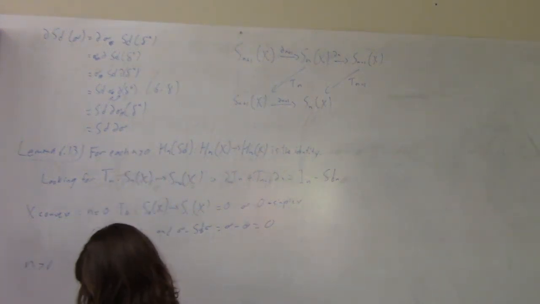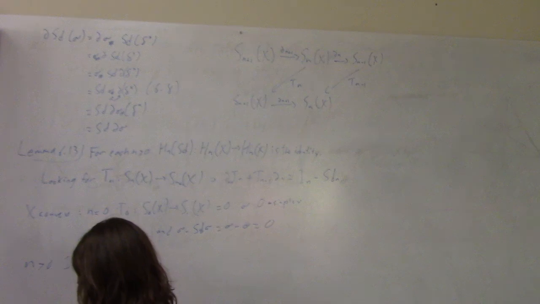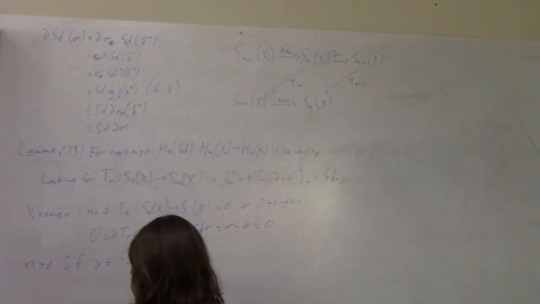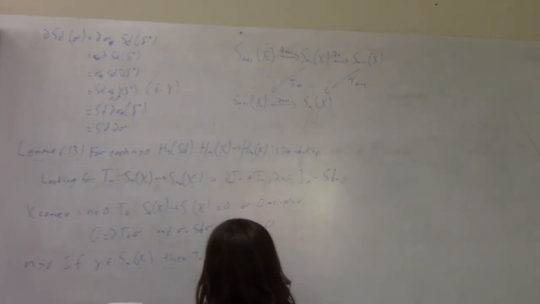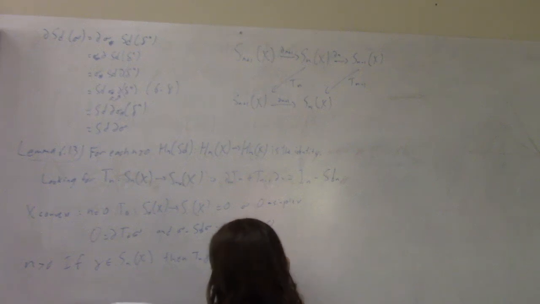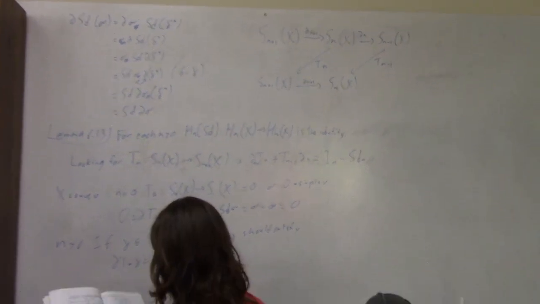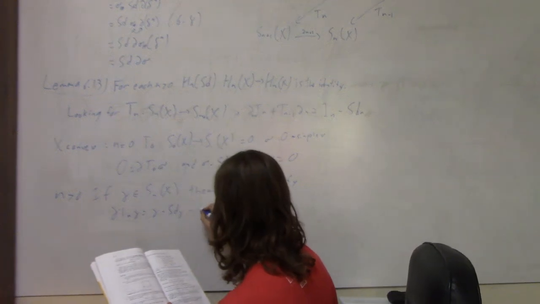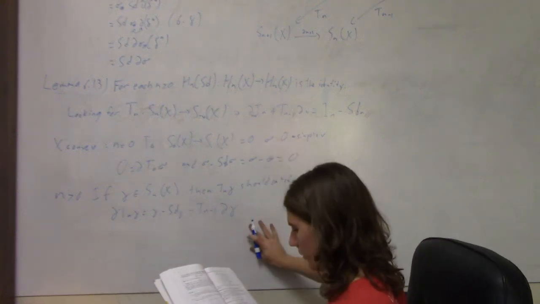Okay, so he says if gamma is a chain, then Tn gamma should satisfy: boundary of Tn gamma is equal to gamma minus SD of gamma minus T(n-1) boundary of gamma. Okay, because that's what we're looking for.